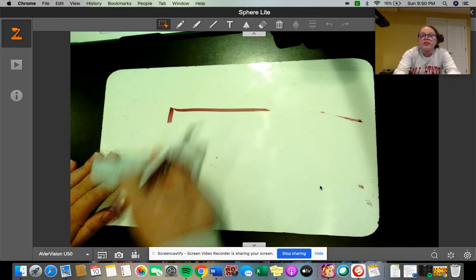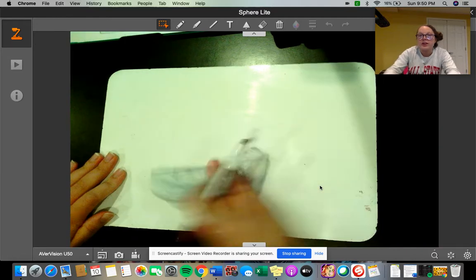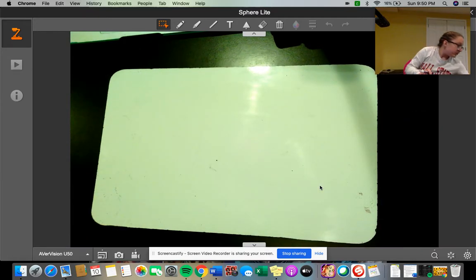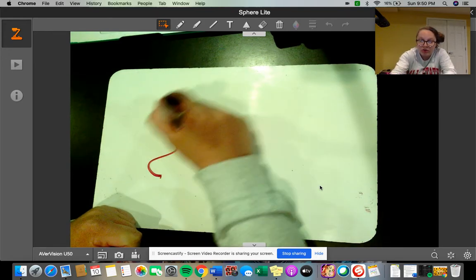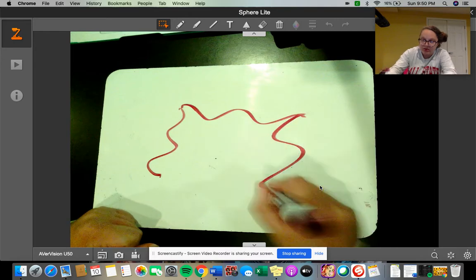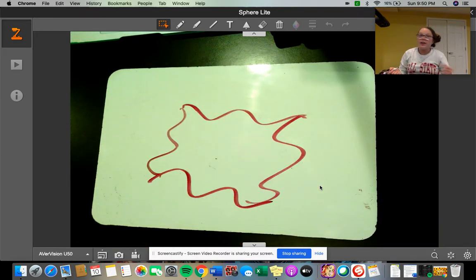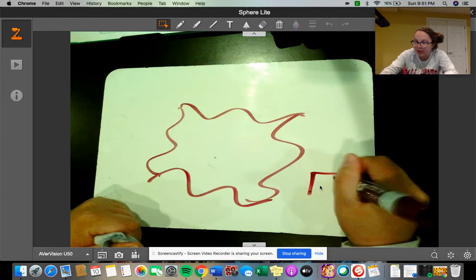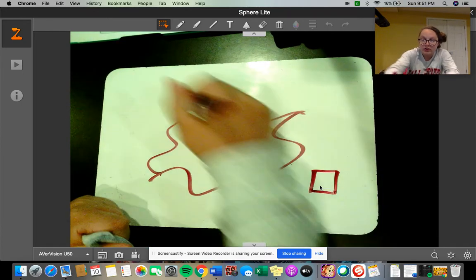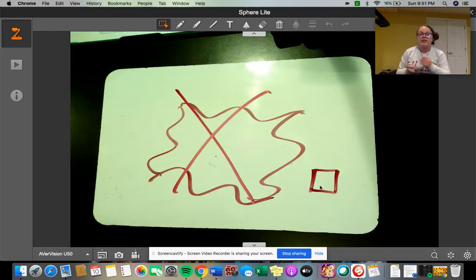So you have to pay attention to what someone is asking to be able to draw a shape. Now, if someone asked me to draw a shape with 4 sides, I couldn't draw this because it has to be 4 straight lines. So it has to look something like that and not like that, because that is curvy and you want straight lines.